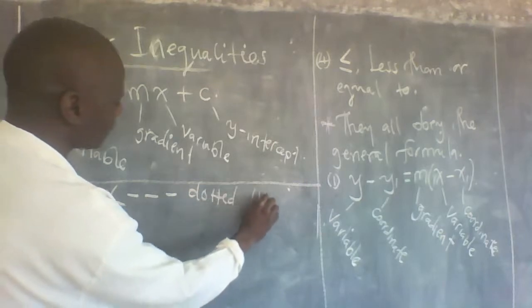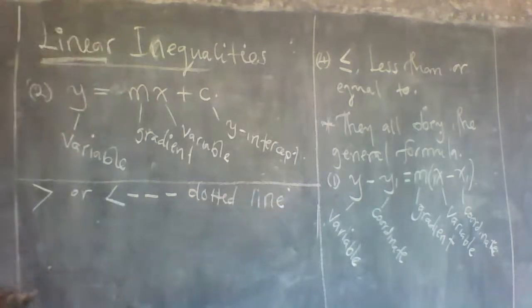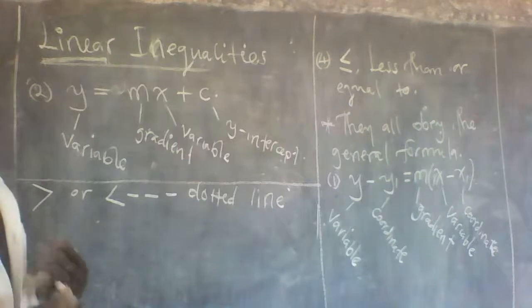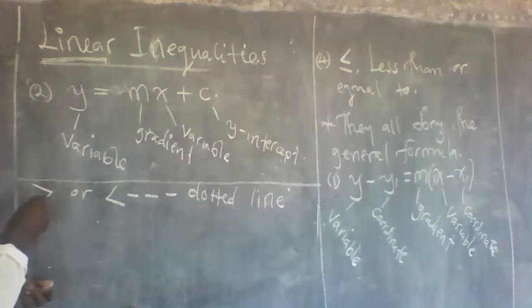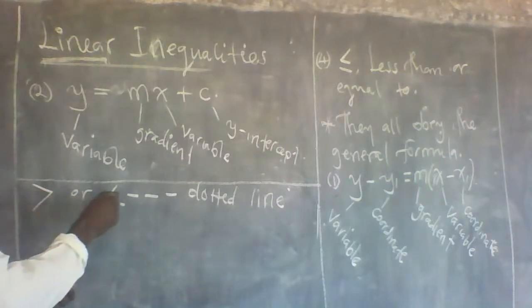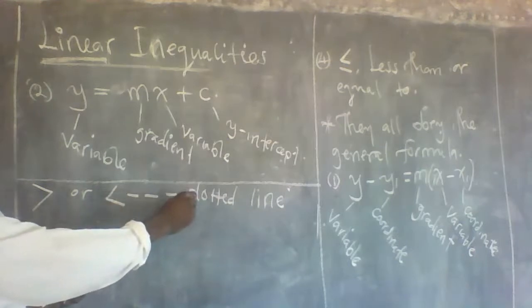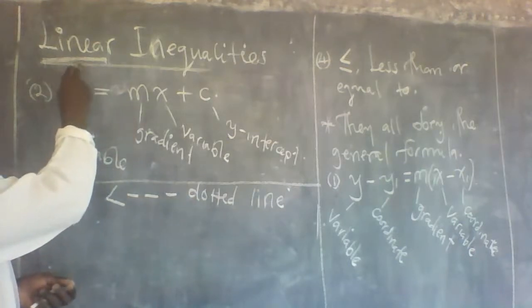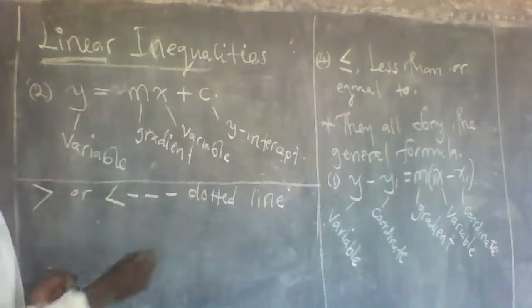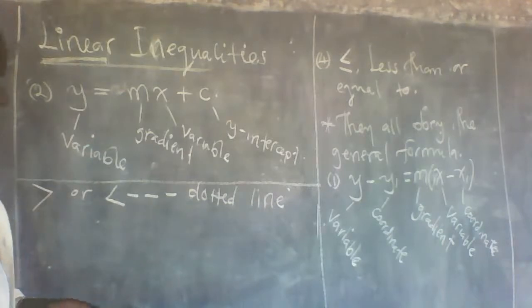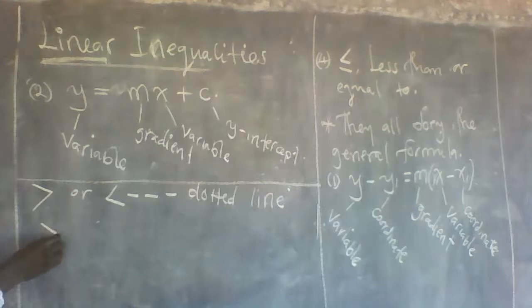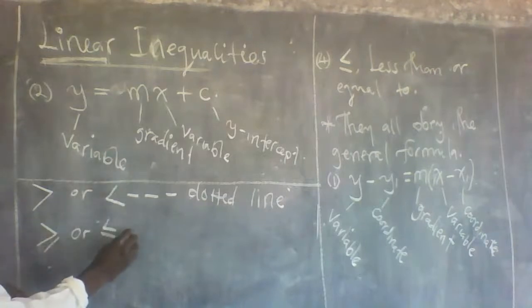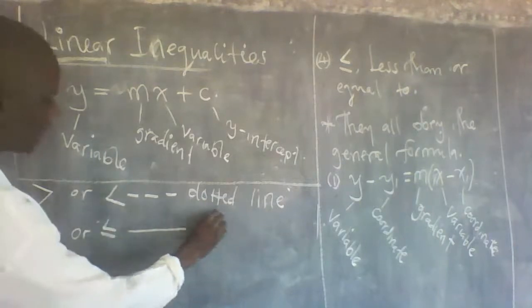Is a dotted line. Moving from where to where, we have not yet started looking at that. But be reminded that when you're given either greater than or less than, the type of line you're supposed to draw, because we are talking about linear inequalities, should be a dotted line. If you get greater than or equal to, or less than or equal to, any of the two, the type of line you are supposed to draw is a full line.